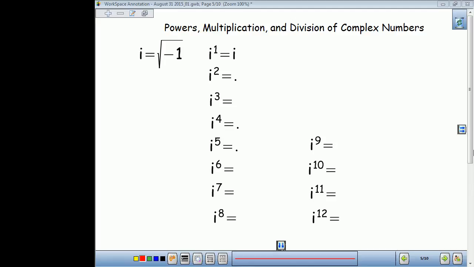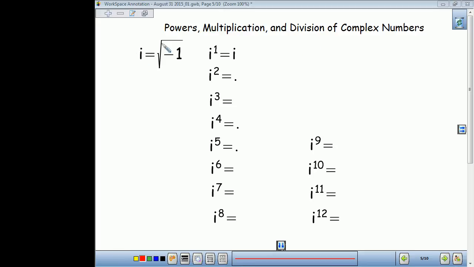Alright, today I'm recording this lesson, so please know I'm recording. On Friday we looked at addition and subtraction of complex numbers, and we also did distributing of a constant through a complex number. I think that's about all we did, right? Okay, so today we're going to look at powers. We're going to look at more multiplication of complex numbers, and we're going to look at division of complex numbers.